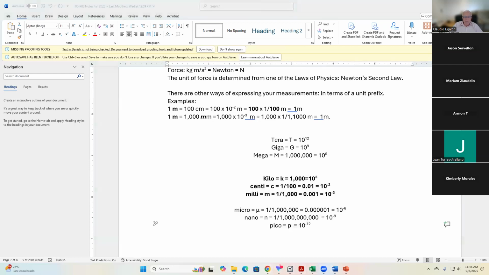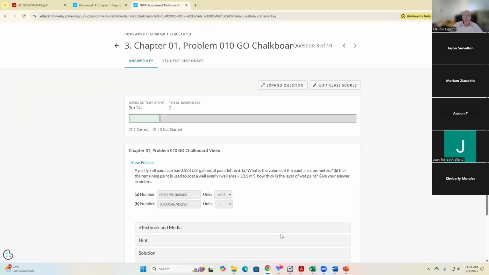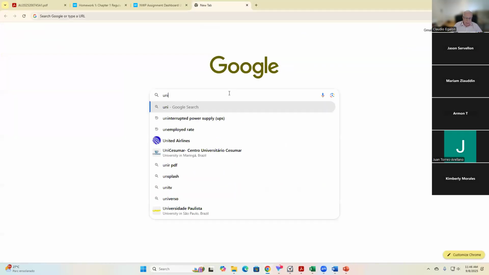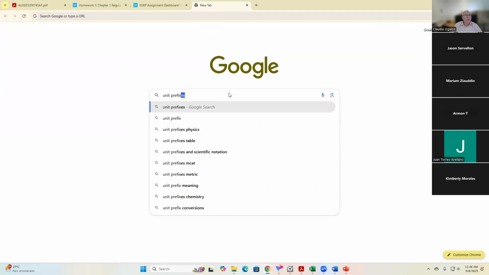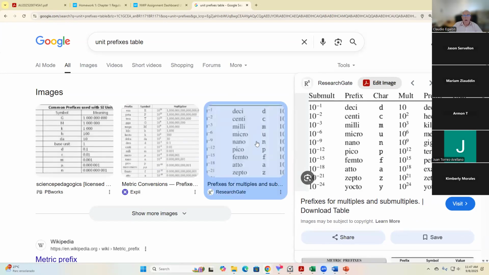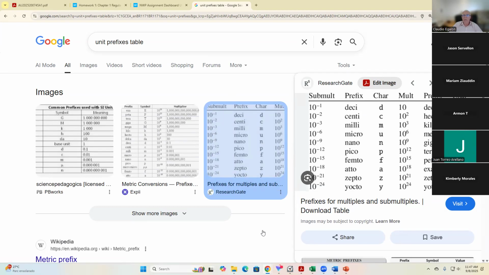Unit prefix. Let's take a look at the internet so you know where to look for it. Unit prefixes in physics. Let's see, unit prefix table. Okay, here you go. There is the deci too, I didn't list the deci there. Centi, the character is the C. See the milli? For milli, we use the letter M. Do not mistake this M for meter.